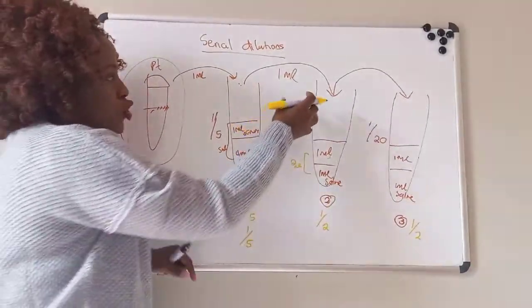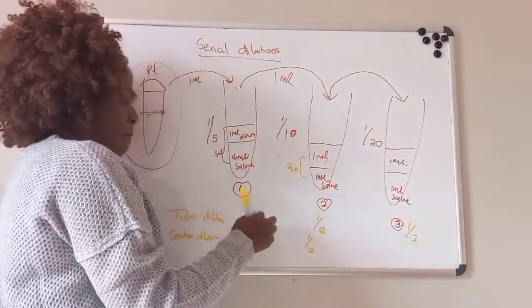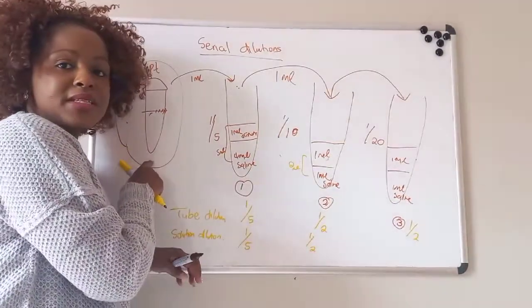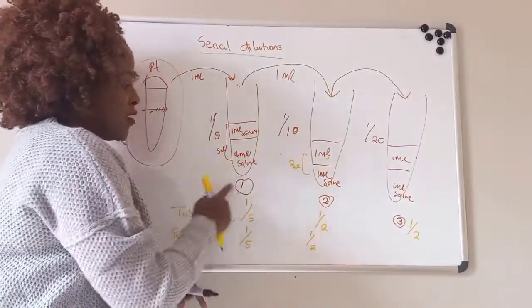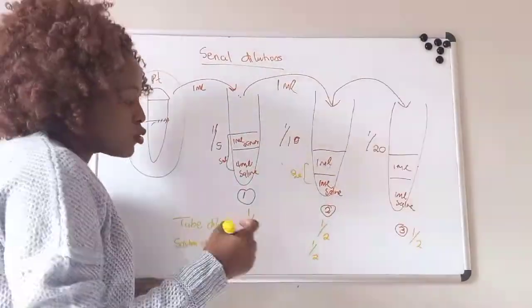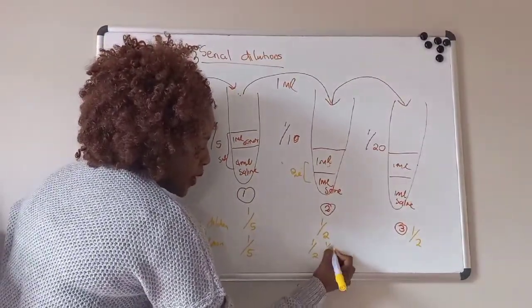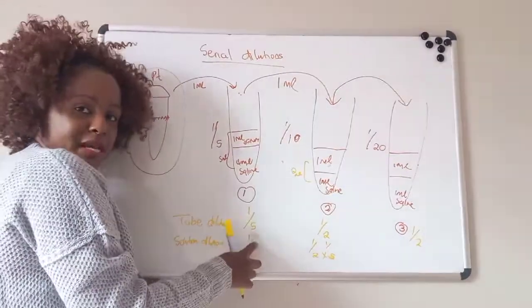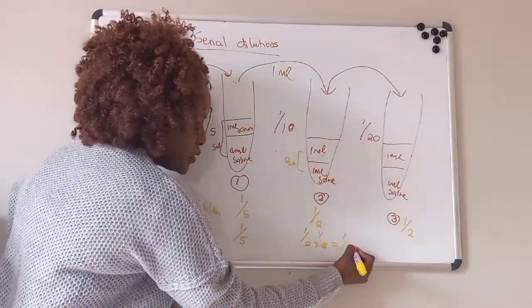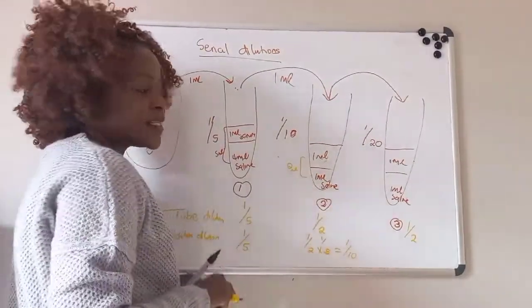But now when we get to tube number 2, the tube dilution is 1 over 2. But now you did not use 1 mil from the original sample. You have taken 1 mil from the diluted sample, the sample that is diluted 1 in 5 already. So now to get the solution dilution, you're going to multiply this by the dilution factor from tube number 1, which is 5. So here you have done a 1 in 10. That's the solution dilution. You have decreased the concentration of the analyte 10 times.